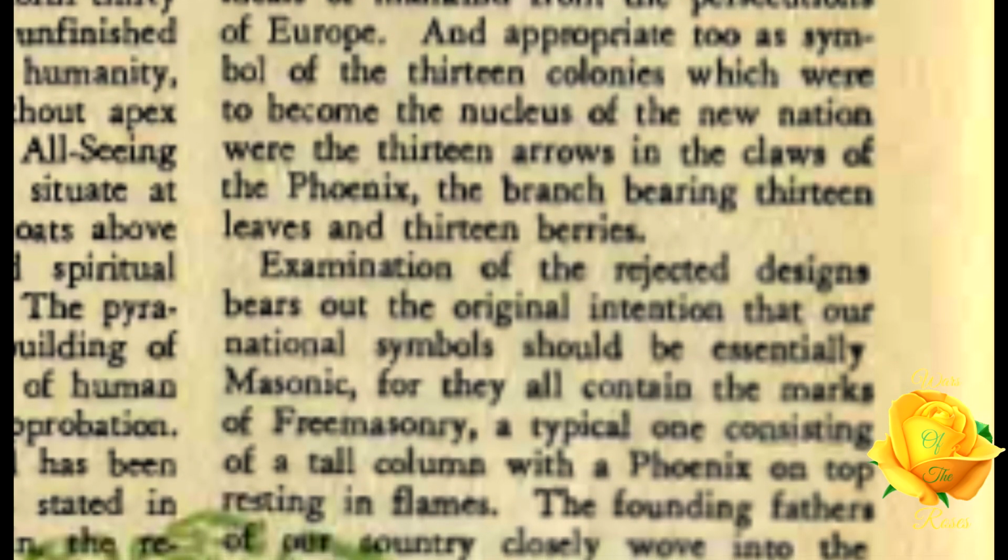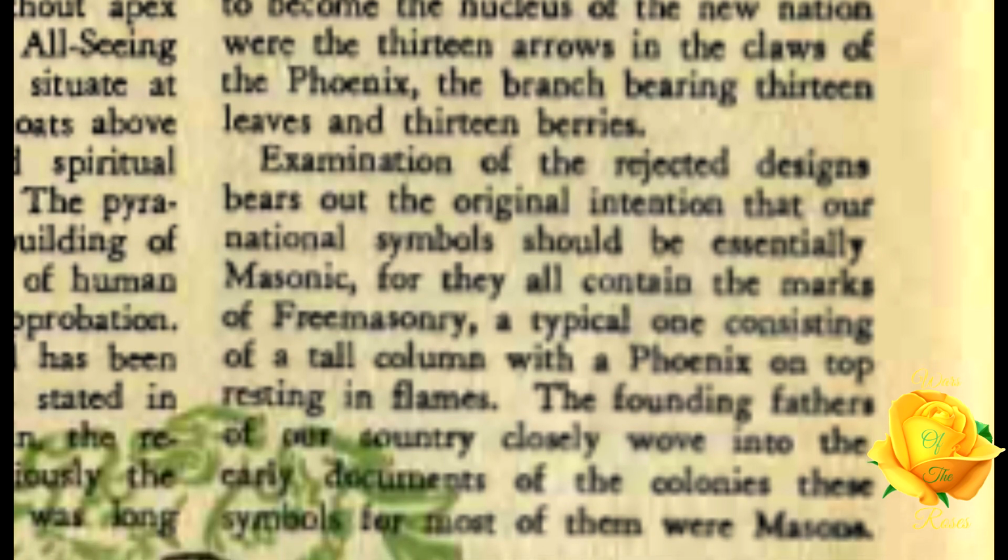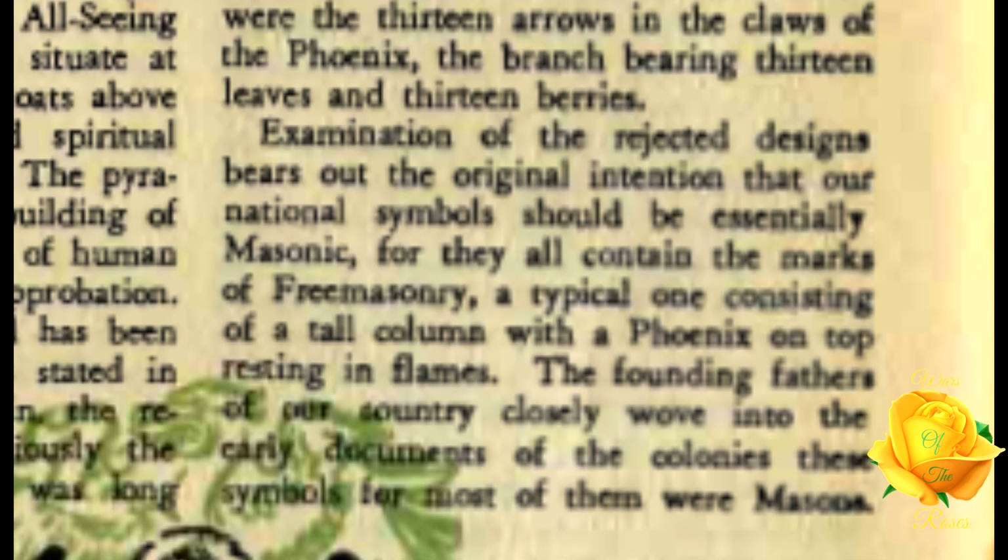Appropriate too as a symbol of the 13 colonies, which were to become the nucleus of the new nation, were the 13 arrows in the claws of the phoenix, the branch bearing 13 leaves and 13 berries.